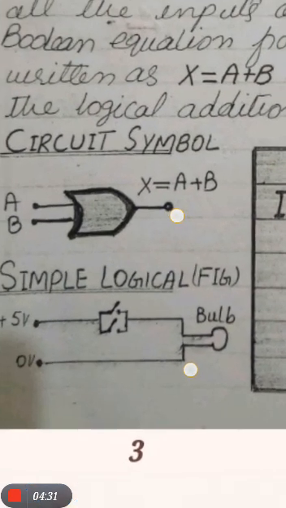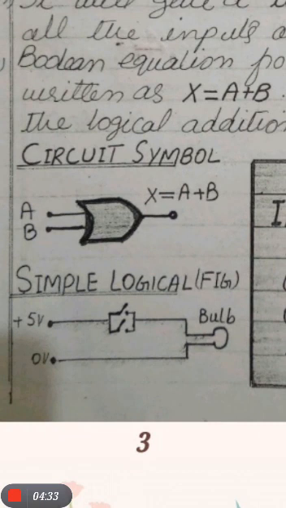The logical diagram is shown, in which there are two switches. If any one of the switches is on, the bulb will be on, and it will be off when both of the inputs are off.